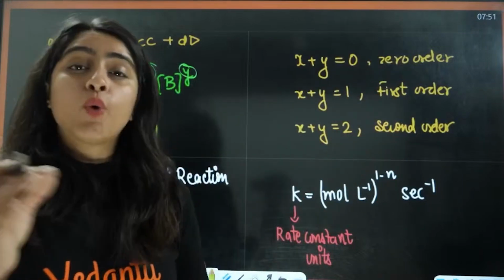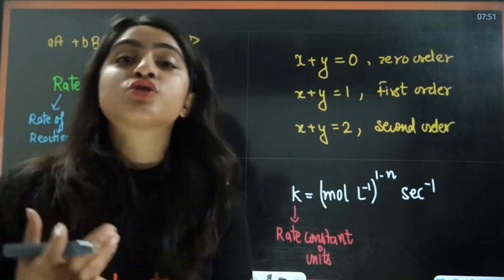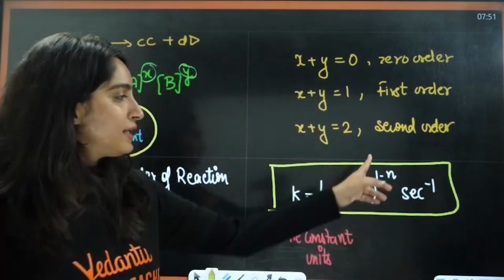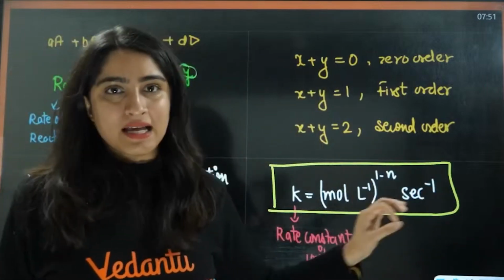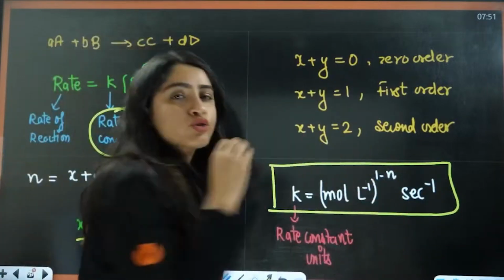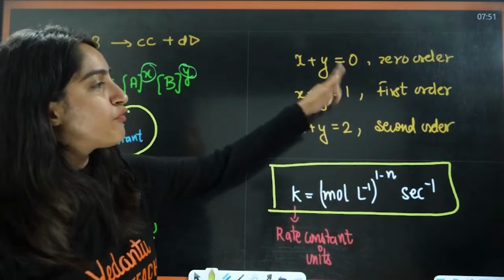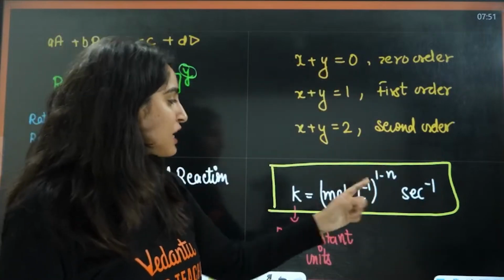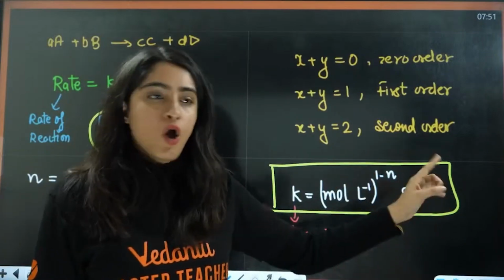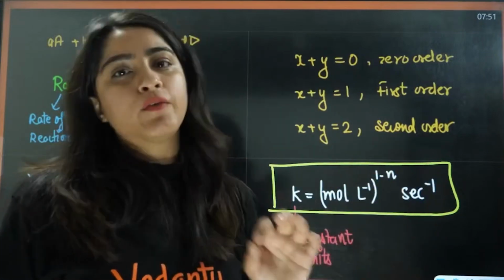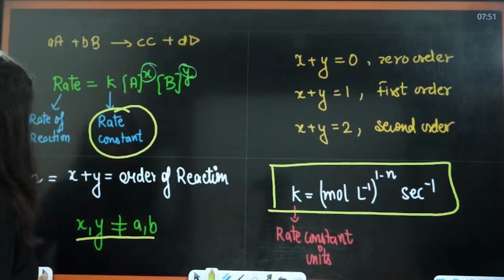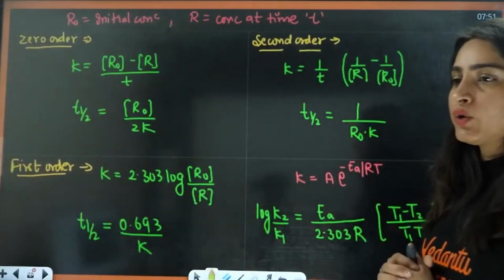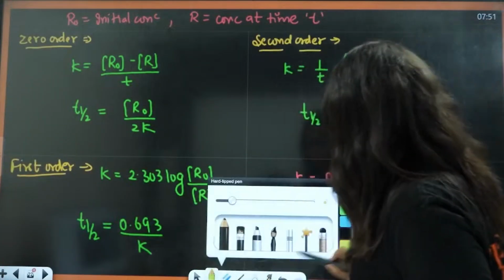Now they will ask you what is the unit of the rate constant. The unit of rate constant is mole per liter to the power 1 minus n, per second. Just apply it, where n is the order. For example, for a first order reaction, the unit will be per second. For a zero order reaction, it will be mole per liter per second. Just put the value of n here and you will get the units of the rate constant, right? Yes, very good.